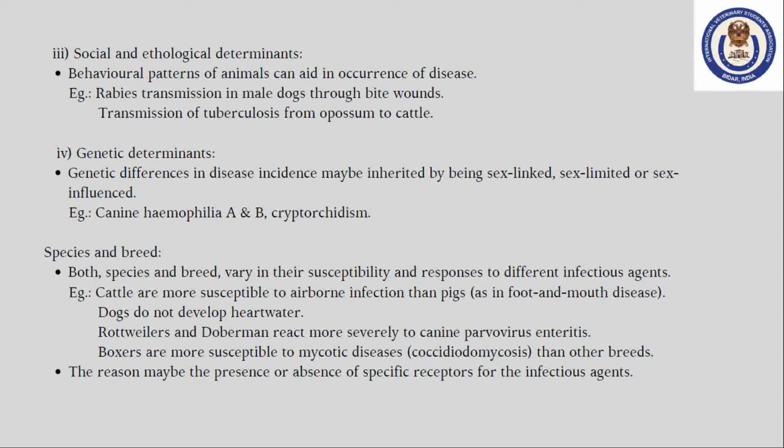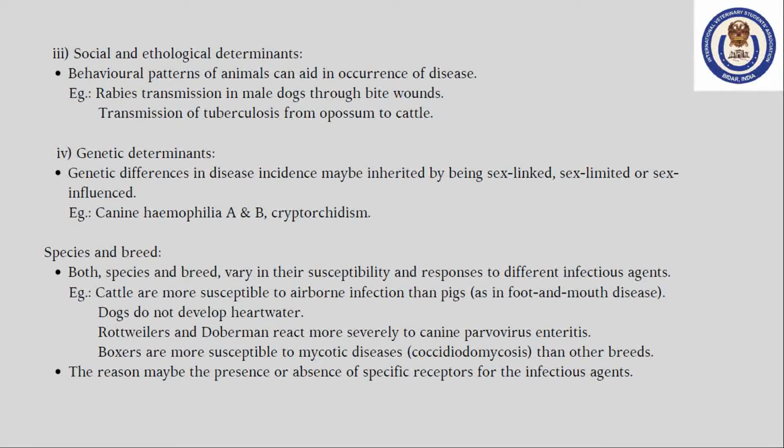Next are the genetic determinants. Genetic differences in disease may be because of sex linked, sex limited or sex influenced diseases. Sex linked are those which can normally be called the Mendelian diseases, that is, which occur because of the genes on the X and Y chromosomes, like canine hemophilia A and B. Sex limited diseases are those which are limited to a particular sex and cannot be seen in the other sex, like cryptorchidism, which can be seen in only male animals. Sex influenced are those which can be seen more in one particular sex than in the other sex.